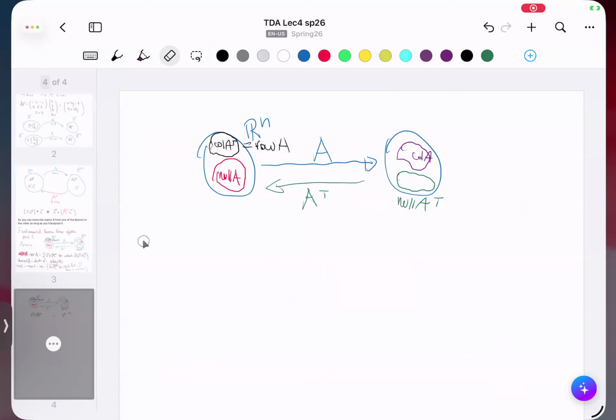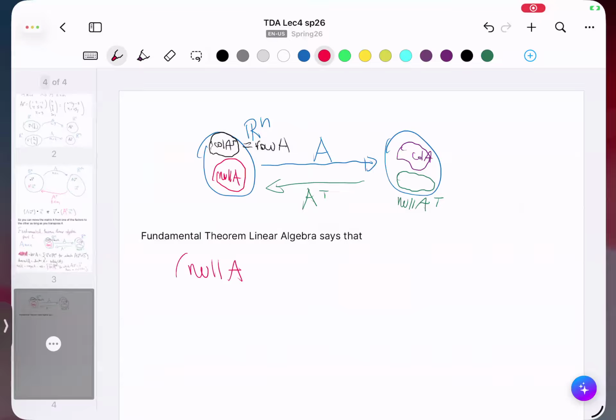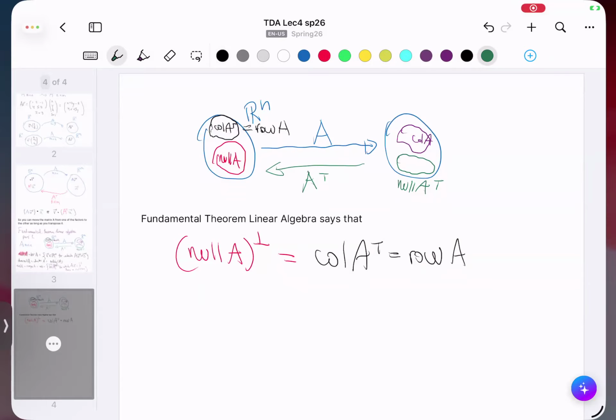The fundamental theorem of linear algebra says that, for example, the orthogonal complement to the null space is the row space of the matrix, or the column space of A transpose, which is just the row space of A. And then the orthogonal complement of the column space, it doesn't matter which one you do, I'm just doing it this way because that refers to the matrix A, is the null space of A transpose. Oh sorry, that's the green one.